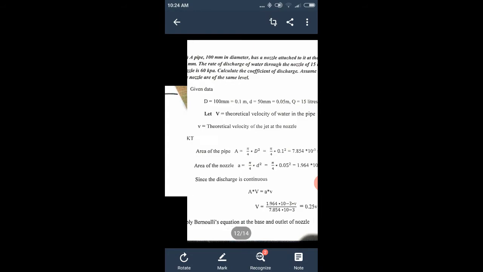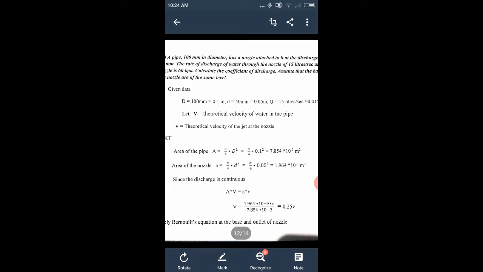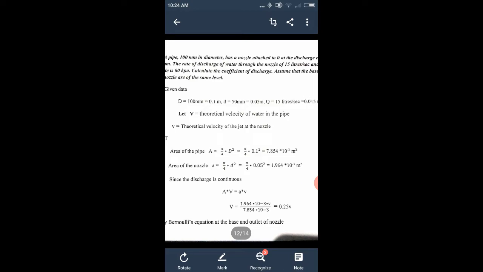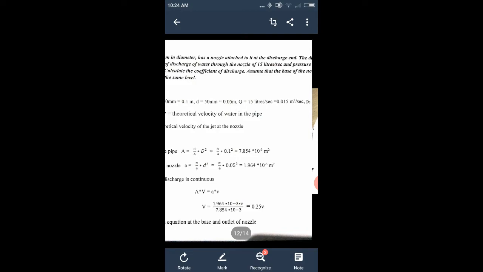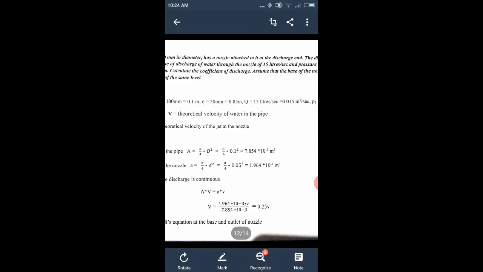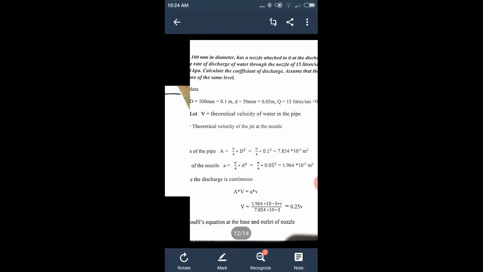Let the given data be: D equals 100 mm, or 0.1 meter, and small d equals 50 mm, that is 0.05 meter, and the rate of discharge is 15 liters per second, or 0.015 meter cube per second, and the pressure is 60 kilopascal, that is 60 kilonewton per meter square. Then velocity of flow V equals the theoretical velocity of flow in the pipe, and small v is the velocity of the jet at the nozzle.